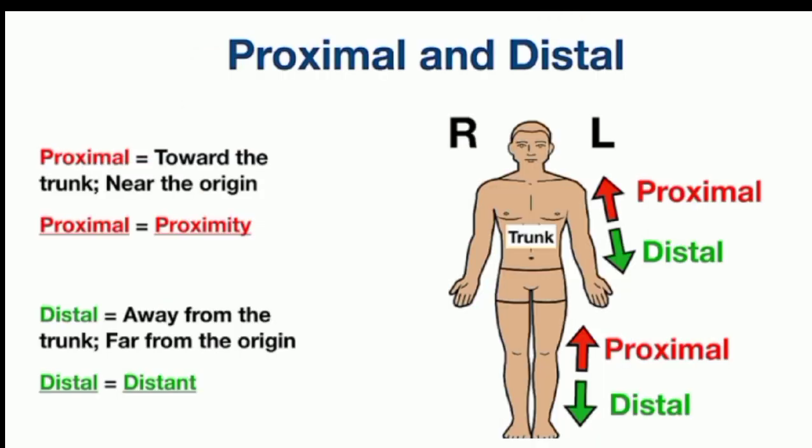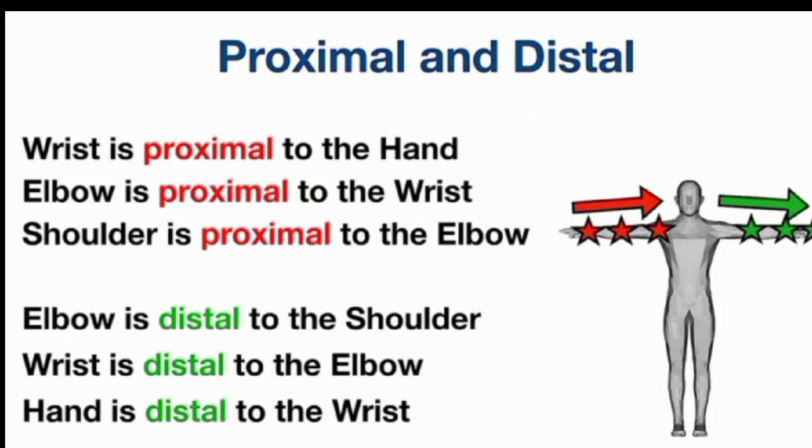So next we have the terms proximal and distal. Proximal means near to the origin and distal means away from the origin. Again, we will describe these terms with reference to some specific point. For example, our wrist is proximal to the hand and the elbow is proximal to the wrist. And the shoulder lies more proximal with reference to both the wrist and elbow.